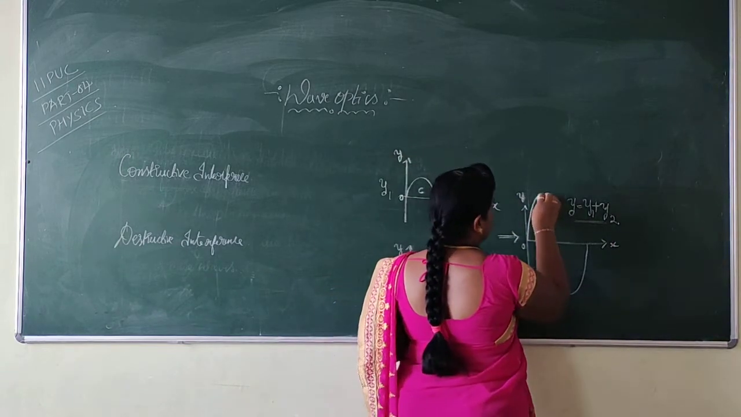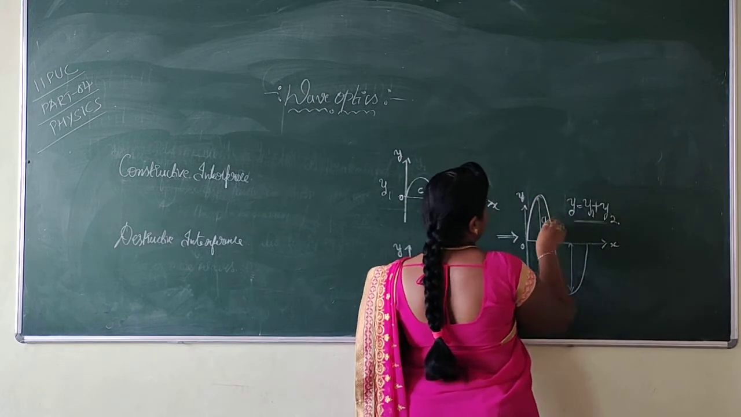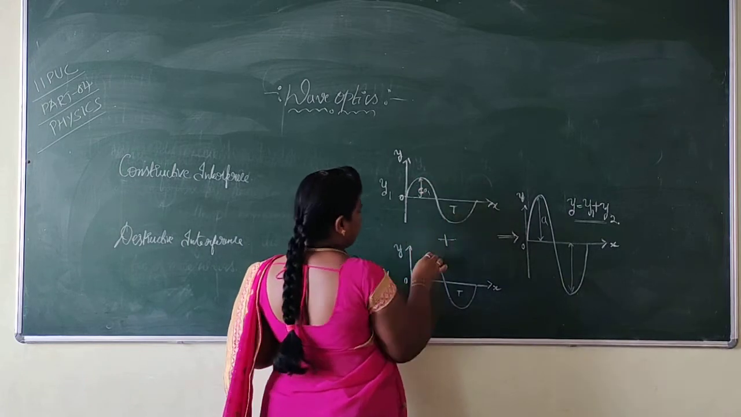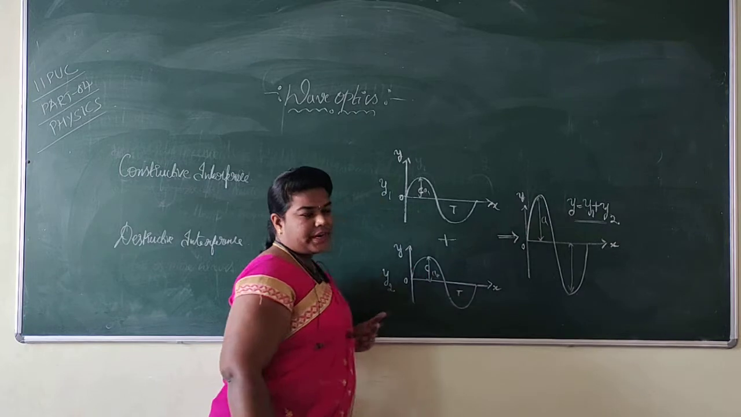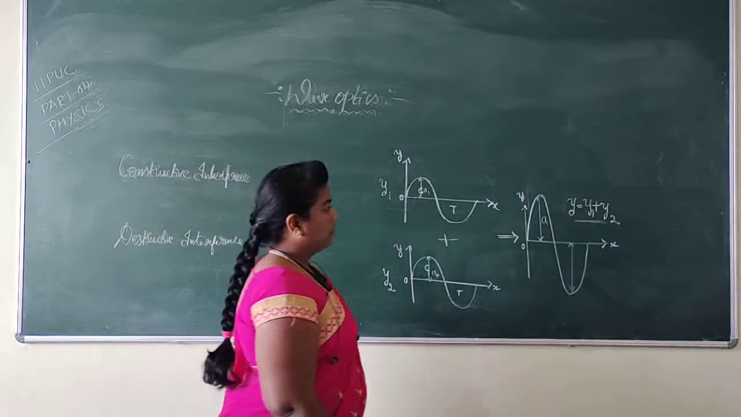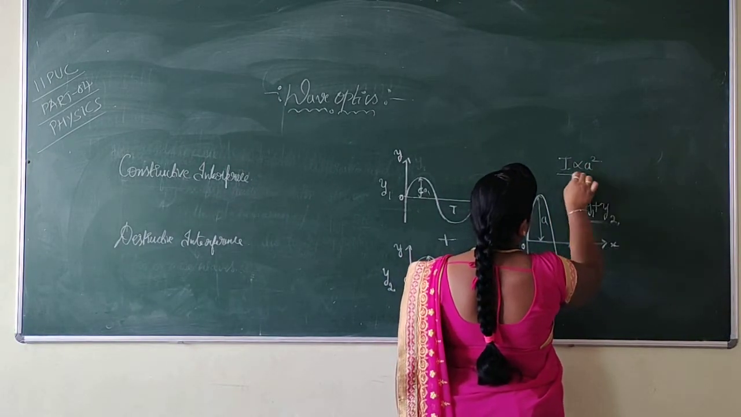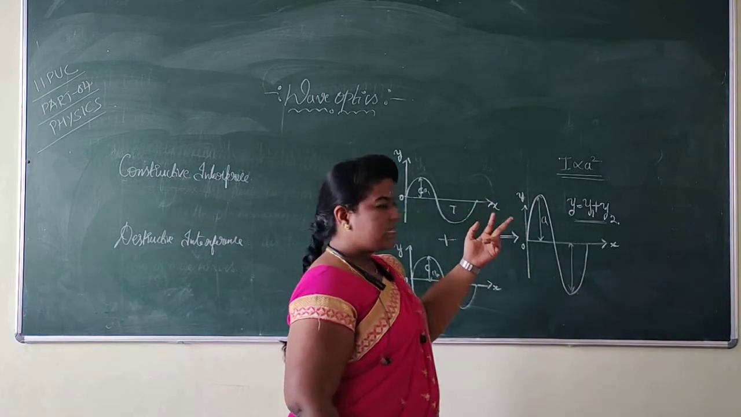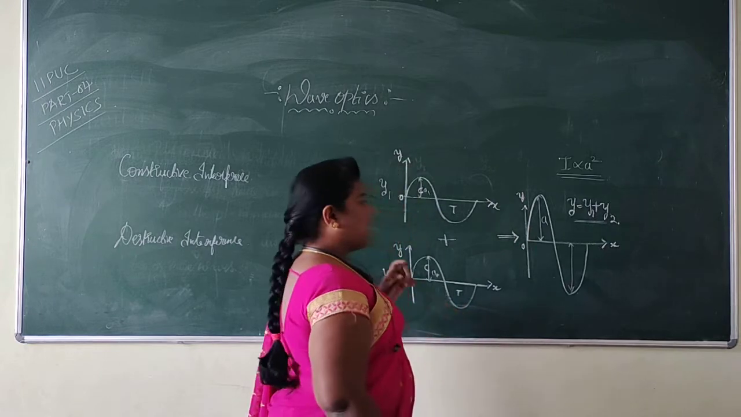You can observe that there is an increase in amplitude. The amplitude of one wave is A1, the amplitude of the other is A2, but here the amplitude is increased to A1 plus A2. You know that intensity is directly proportional to the square of the amplitude. If amplitude increases, energy should increase, so the intensity also should increase.